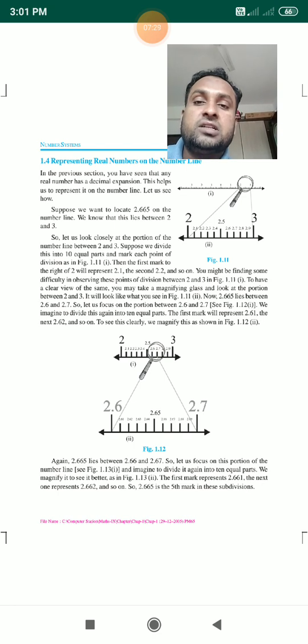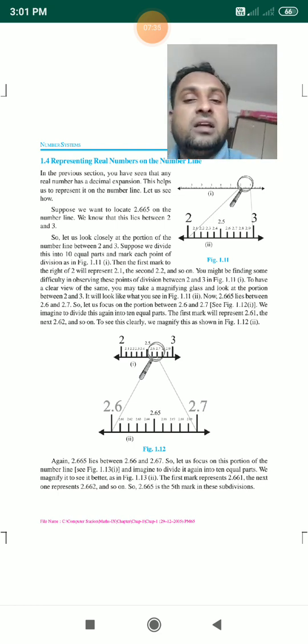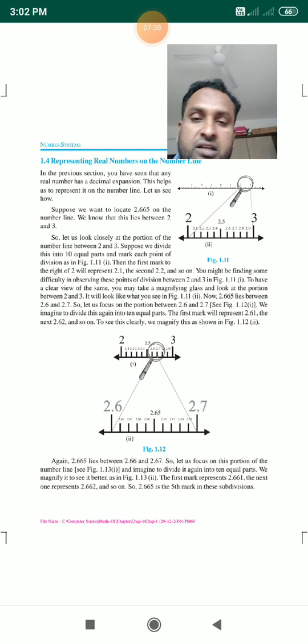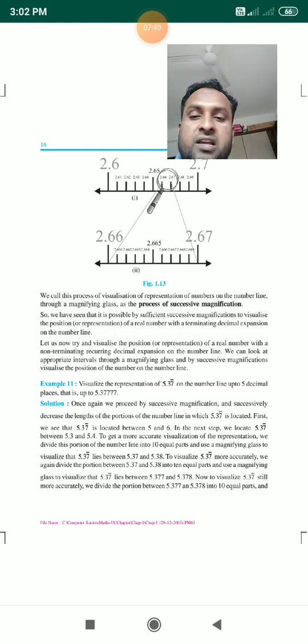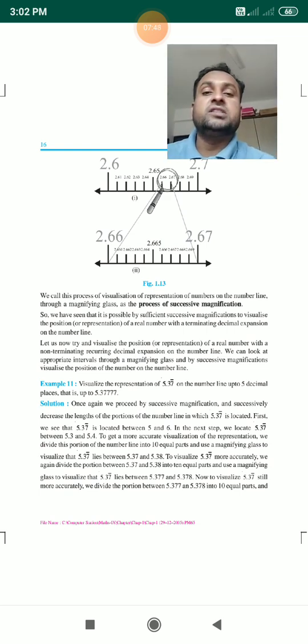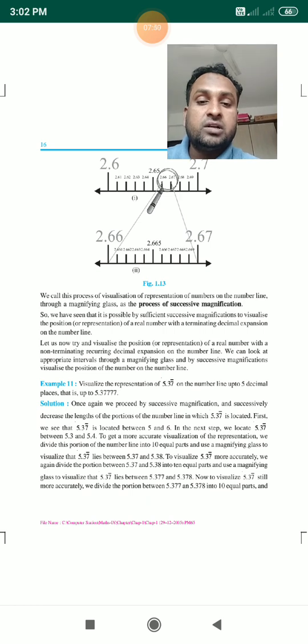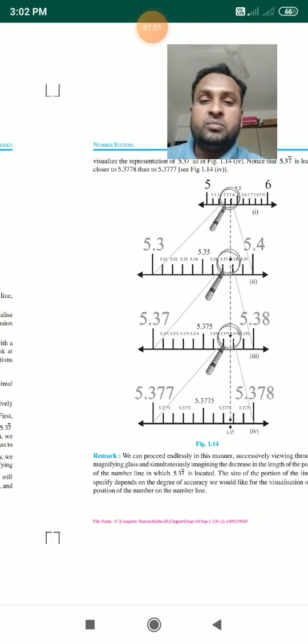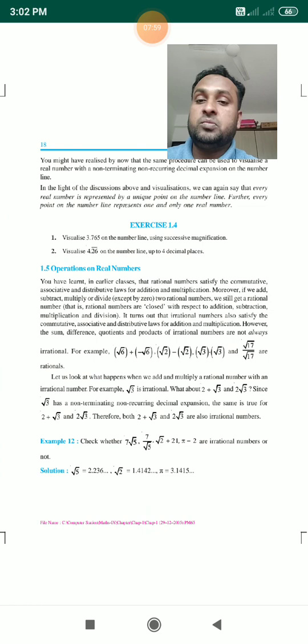Now the next concept is the representation of real numbers on the number line. See how to represent real numbers on the number line, whether terminating or non-terminating. Now by magnifying glass you have to represent 5.37 bar. 7 bar indicates that 7 is repeating. Now on the number line, up to 5 decimal places, that means after the decimal point up to 5 decimal places, you have to represent it on the number line. These examples are very important, so children, you have to practice such examples.